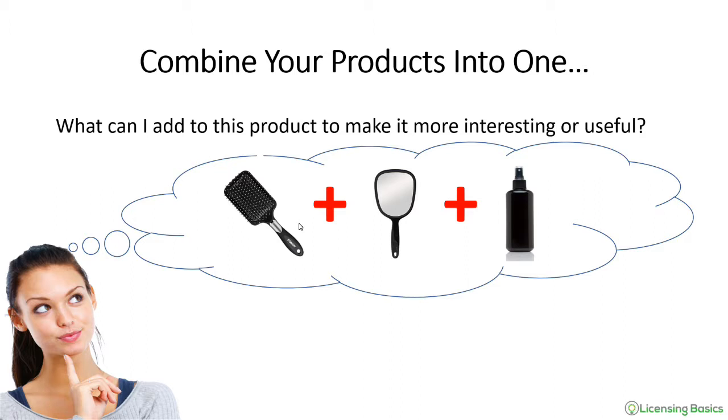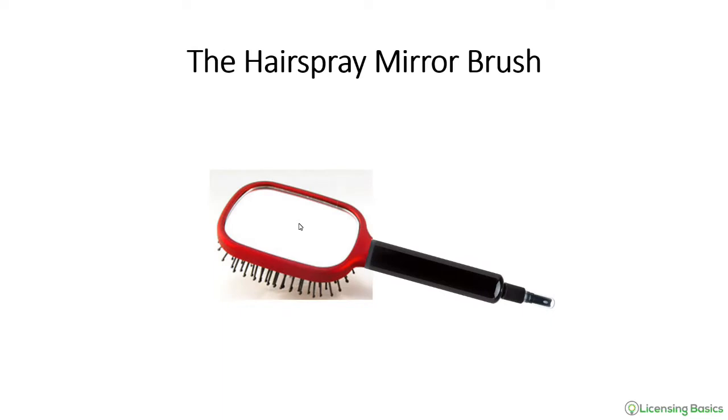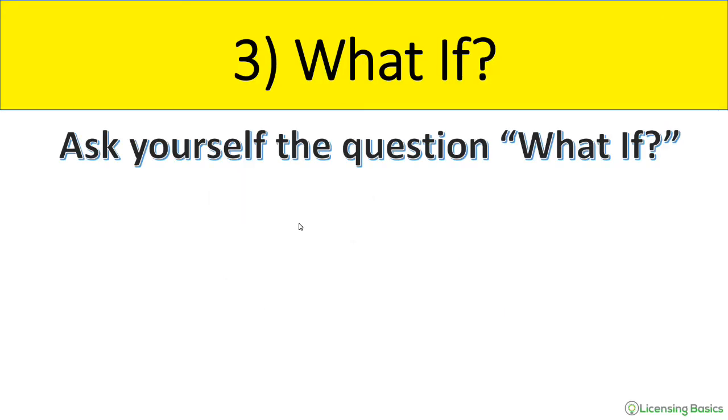So let's combine these 3 things and see what we come up with. So this is a made-up product. I don't think it exists, so if someone wants to steal this idea from me, go for it. The hairbrush, the hairspray mirror brush is what I'm calling it. And you can see my little rough prototype, a quick little, pulling some pictures together and sticking them in. But that's what I came up with from mix and match.